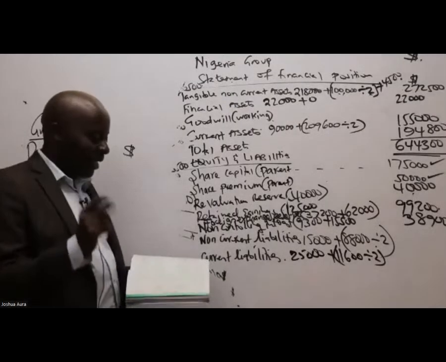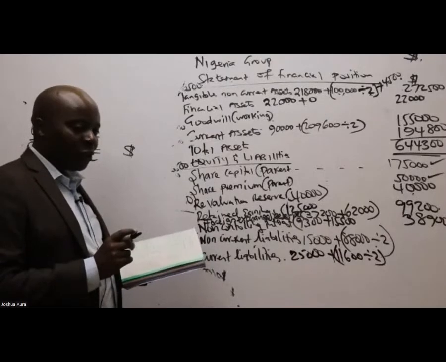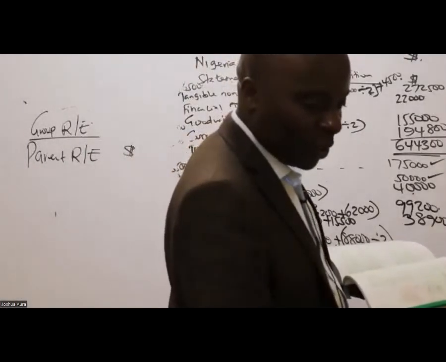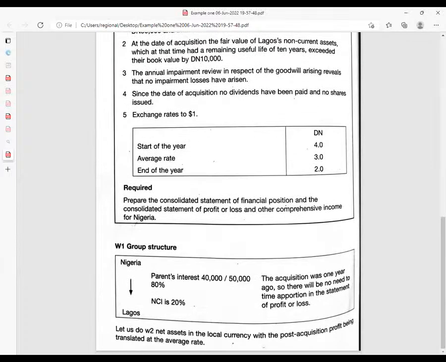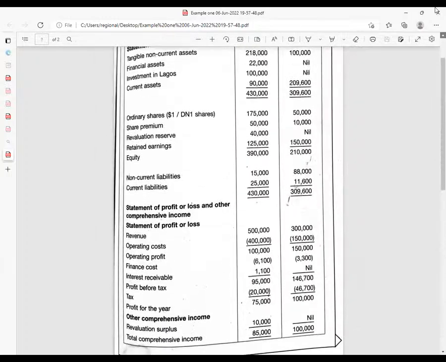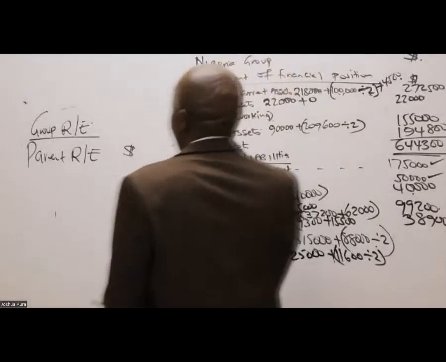I can see now you guys have an idea. Parent's retained earnings, how much do we have from the balance sheet? From the balance sheet, the parent's retained earnings, what do we have here? Right? 125,000, isn't it? So here we have 125,000.